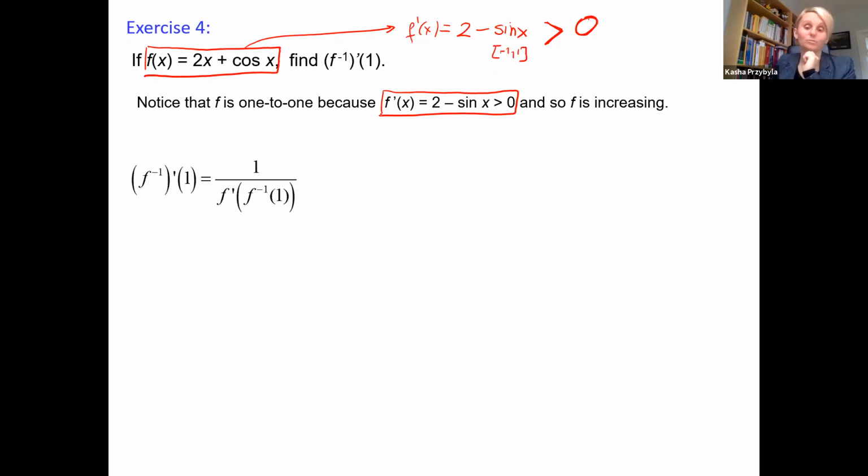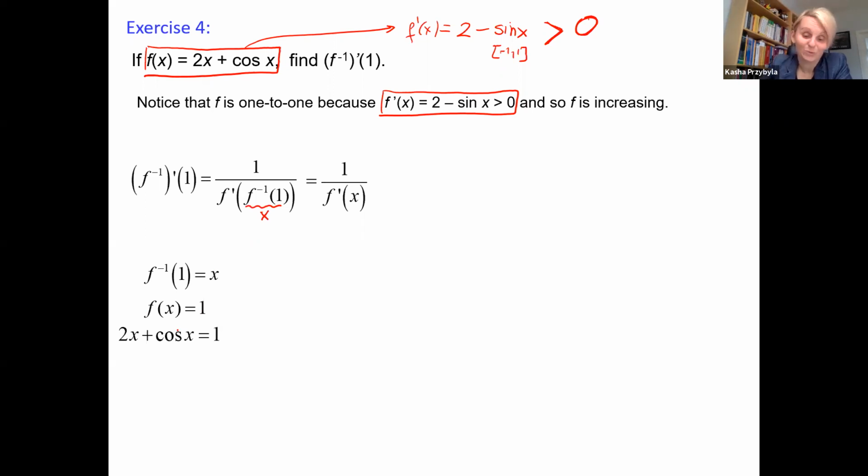Let's focus on our formula. We're looking for f inverse prime at 1 equals 1 over f prime of f inverse at 1. And we remember, this quantity is 1. This quantity is x. Now make sure that you understand this. f inverse at 1 is x, then f of x is 1. I'm just interchanging. Instead of f of x, I will substitute my function: 2x plus cosine of x equals 1.